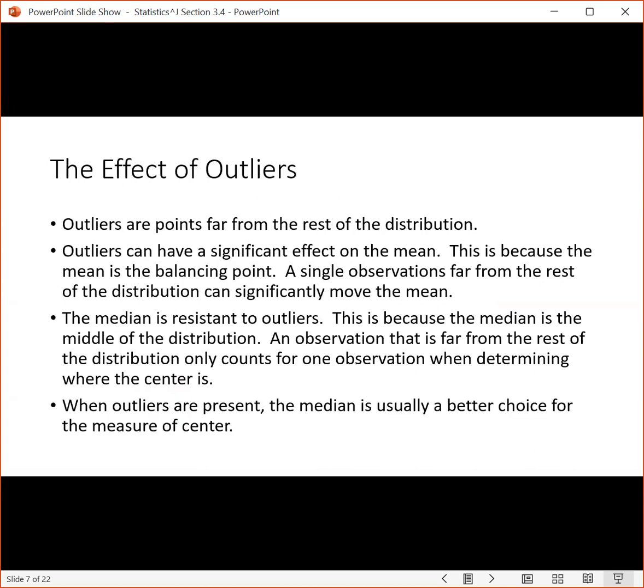What about outliers? Outliers are points that are far from the rest of the distribution. Outliers can have a significant effect on the mean. This is because the mean is the balancing point, as we just discussed. A single observation far from the rest of the distribution can significantly move the mean. The median is resistant to outliers. This is because the median is the middle of the distribution. An observation that is far from the rest of the distribution only counts for one observation when determining where the center is. When outliers are present, the median is usually a better choice for the measure of center.